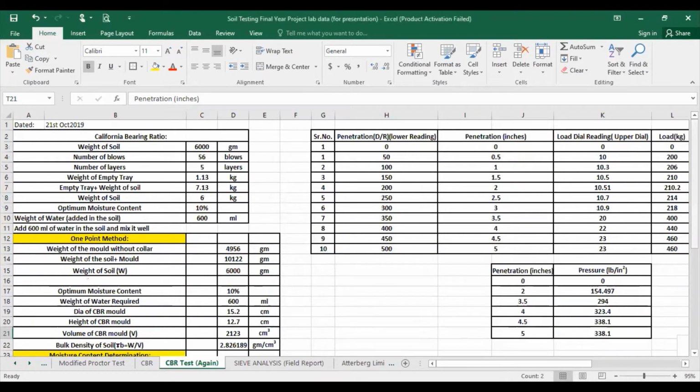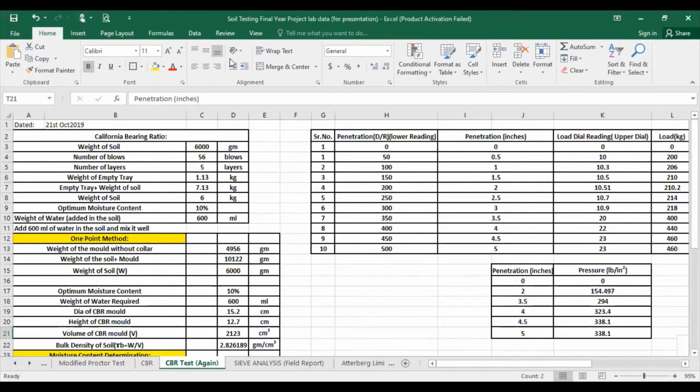Hello students, in this video I am going to tell you how you can chalk down the readings of the CBR testing, how you can make your Excel sheet of the CBR test, how you can plot the graph of the CBR test, and how you can find out the CBR value. So let's start with the weight of the soil and the data we have taken today. Let's start with the reading.